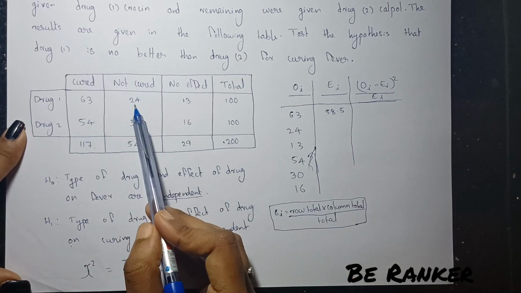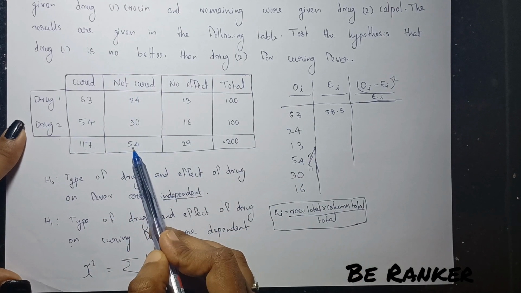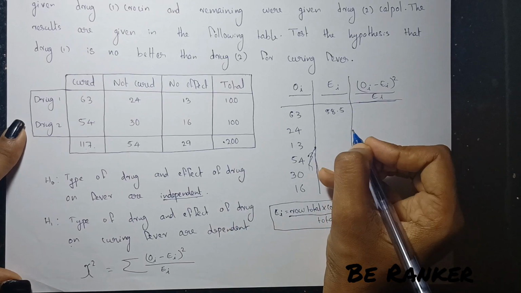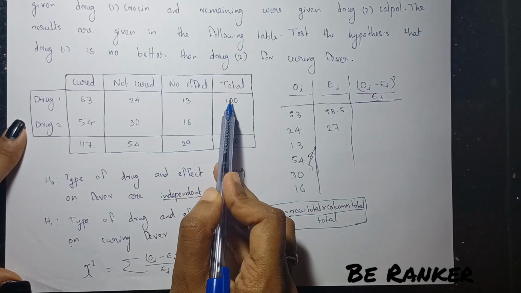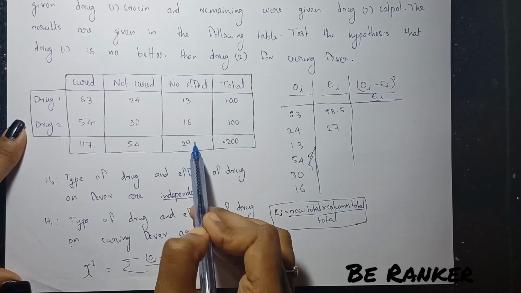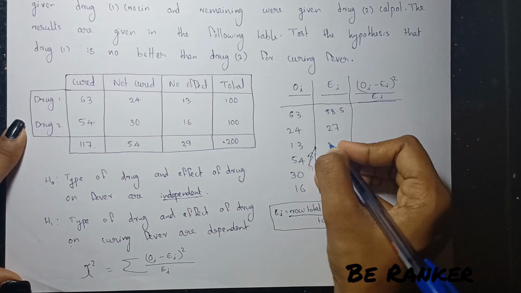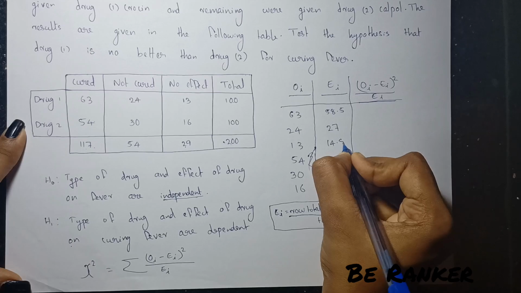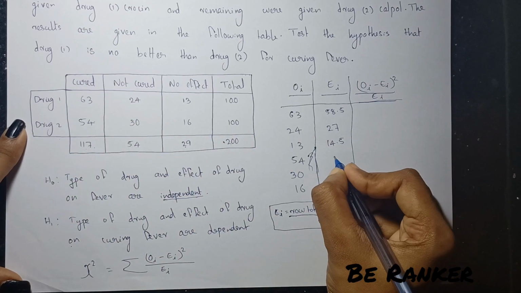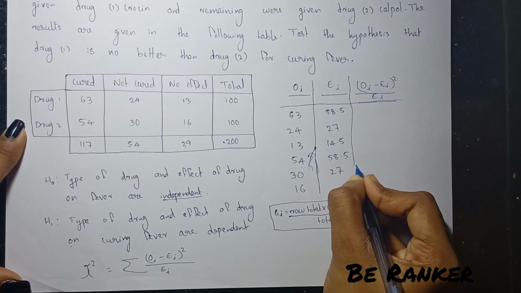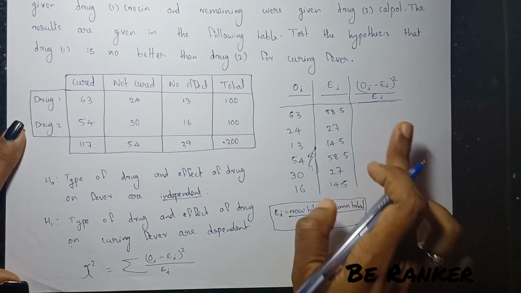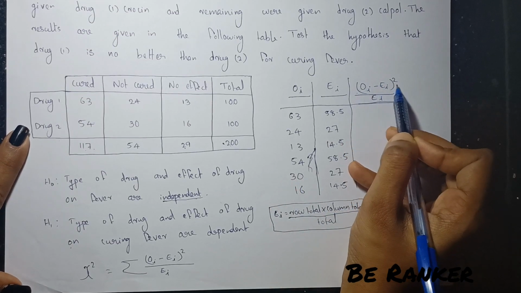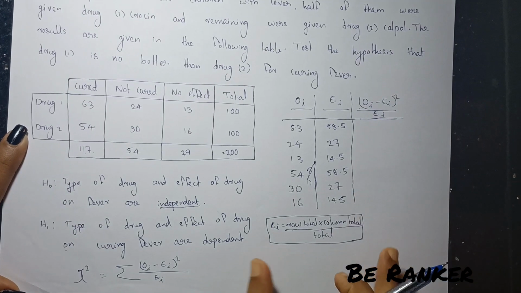In the next value, 54 into 100 by 200, the value here is 27. Then in the next value, 100 into 29 by 200, and the answer is 14.5. Here we can calculate the others. So the EI values are 58.5, 27 and 14.5.